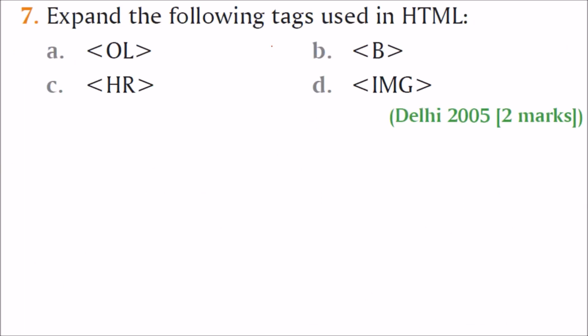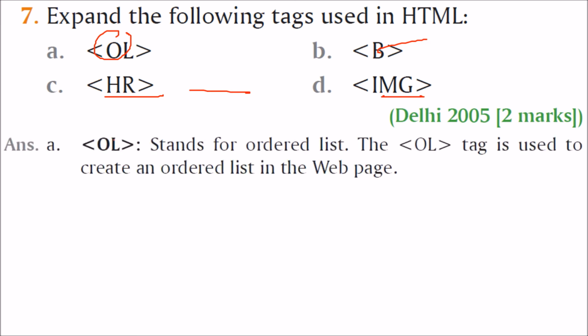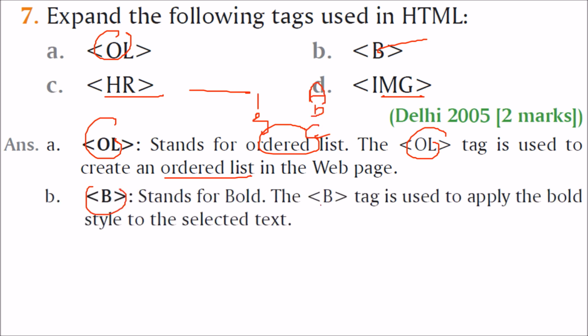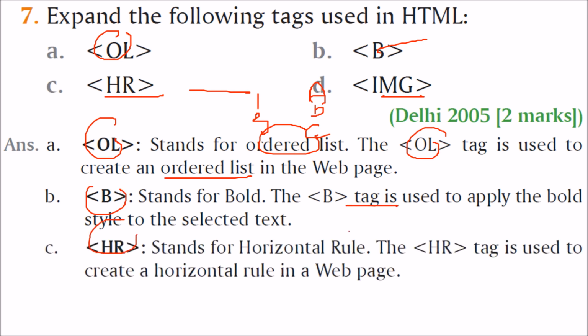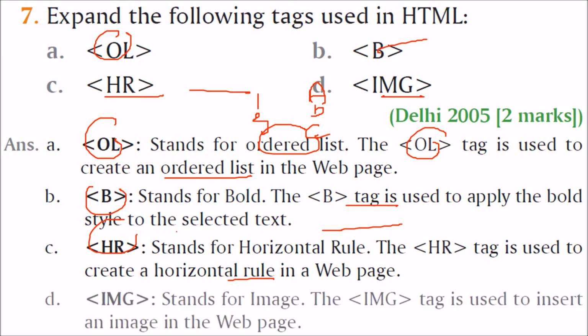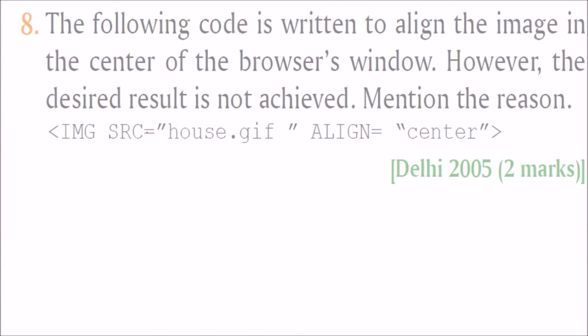Expand the following tags. OL is ordered list, B is for bold, HR for horizontal rule, IMG for image. So OL stands for ordered list. This OL tag is used to create an ordered list, 1, 2, 3, A, B, C, like this. B stands for bold, so this B tag is used to apply the bold style to the selected text. HR is for a line, a 3D line. It stands for horizontal rule. This HR tag is used to create a horizontal rule or a line in a web page. IMG stands for image. This tag is used to insert an image in the web page.